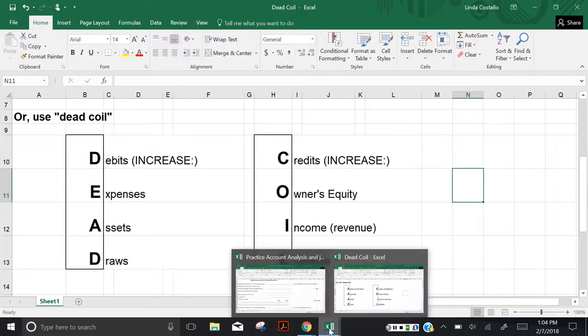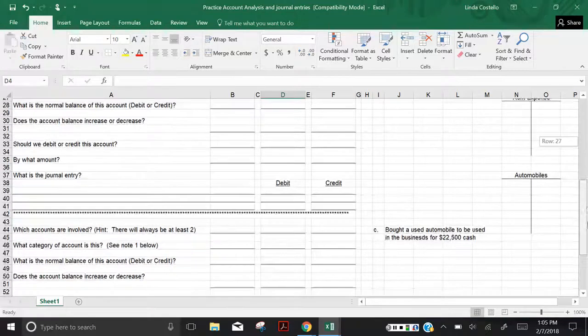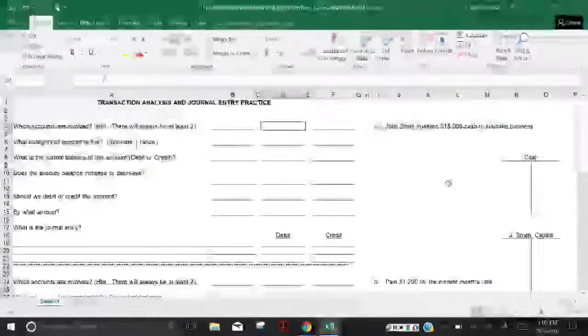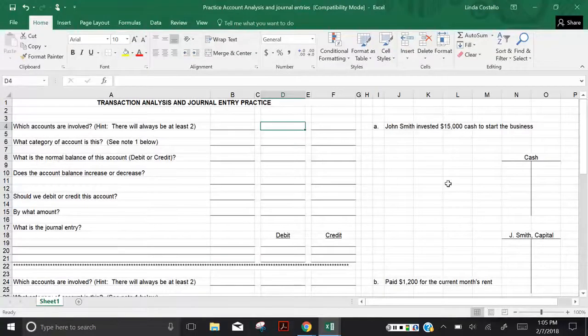We also, in Chapter 3, looked at this transaction analysis and journal entry practice form. And we actually did the analysis for these 3 transactions. So where we're going to pick up in Chapter 4 is to analyze these transactions again and then write a journal entry to record those business transactions. The first transaction is John Smith invested $15,000 cash to start the business. What 2 accounts are involved?